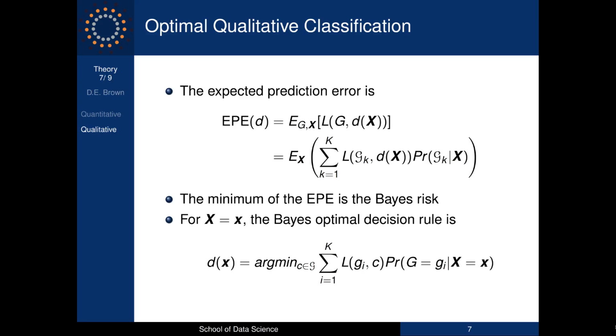This argmin just says, look, of the choices you can make within script G, you could think about that as waitlist, deny, admit. Of those three choices, the one that minimizes your loss for that particular set of observations is the one that you should choose. So it's a very intuitive thing. We're going to pick the one that minimizes our loss. That's all that's saying, and that's the Bayes optimal decision rule.